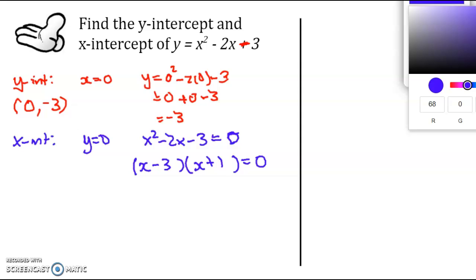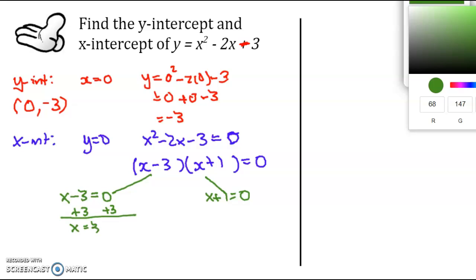But now that I've done this, this is where I am going to split the two factors into two separate branches. So that means my first factor is going to be equal to 0, or my second factor could be equal to 0. Okay, now you just solve. You solve by adding 3 to both sides, and you're left with x is equal to positive 3.